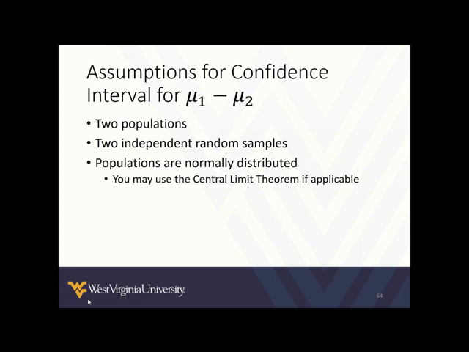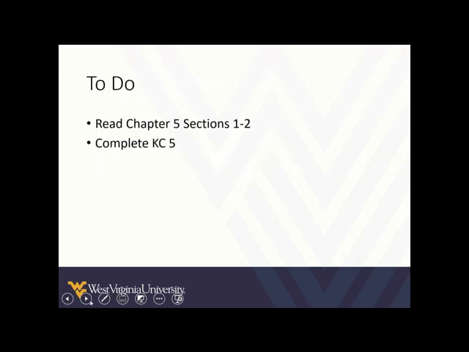Okay, so this does bring us almost to the end of this lecture. Real quick, what are the assumptions we need for the confidence interval? Well, we need to have 2 populations, 2 independent random samples, and we do need to assume that these populations are normally distributed, and we may use the central limit theorem if our sample sizes are sufficiently large enough.